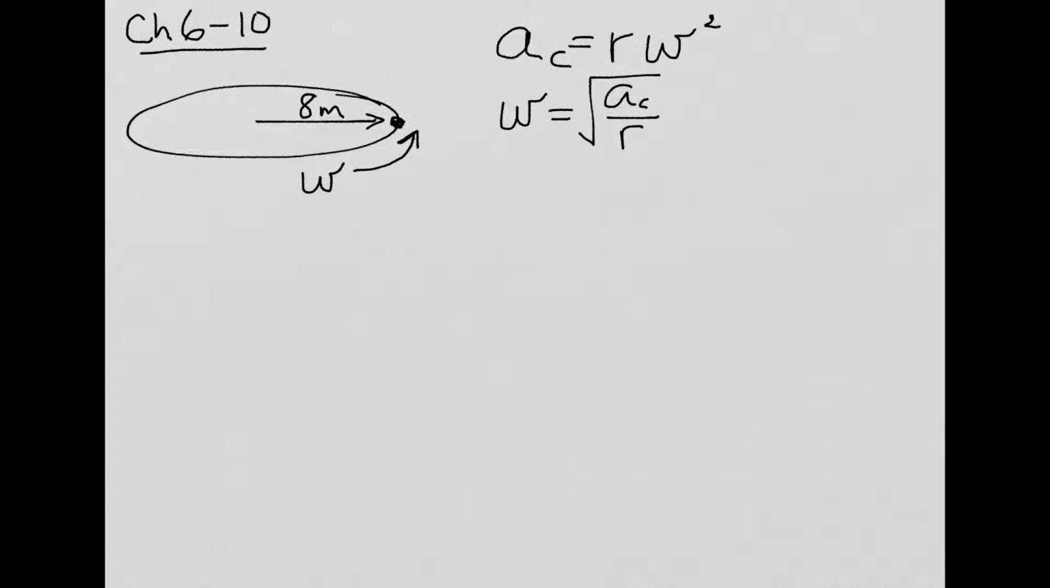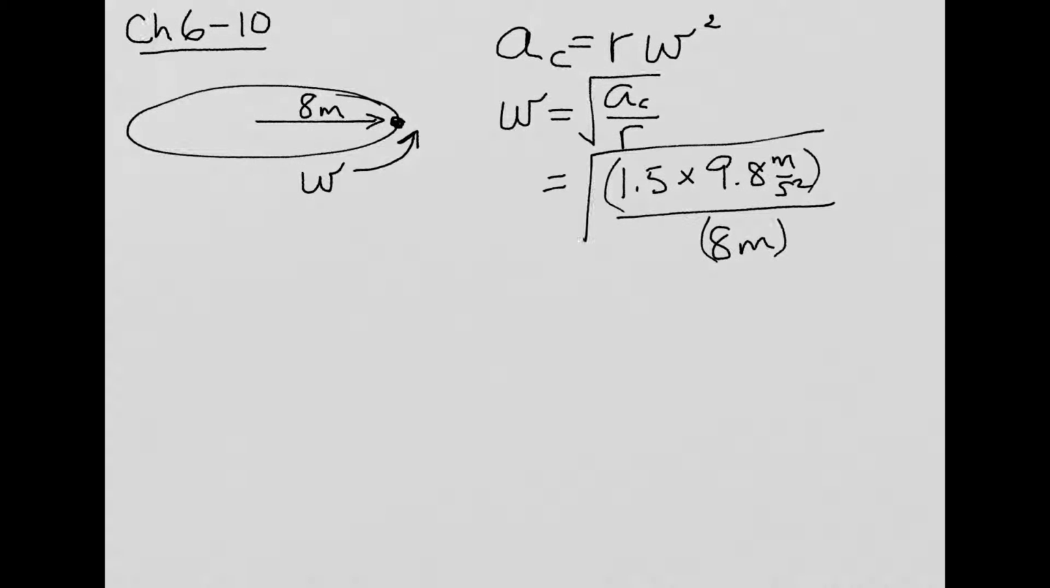Okay. And what do we know? I don't have a value for the centripetal acceleration, but I know it's 1.5 times gravity. So this is 1.5 times 9.8 meters per second squared, all of that divided by 8 meters. And then you take the square root of that. And that equals 1.36 radians per second.